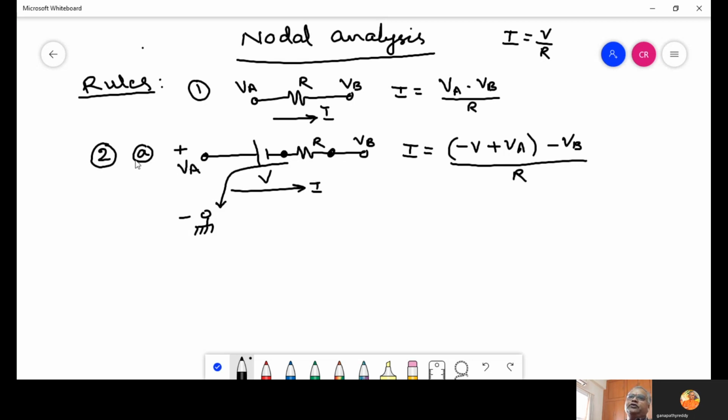This step is very, very important in nodal analysis. So keep your attention on the resistor, find the voltage on both sides. The difference of that by R will give the current. If we are interested in the current from B to A, then you have to take VB minus of minus V plus VA, by R. It is nothing but the negative of this.